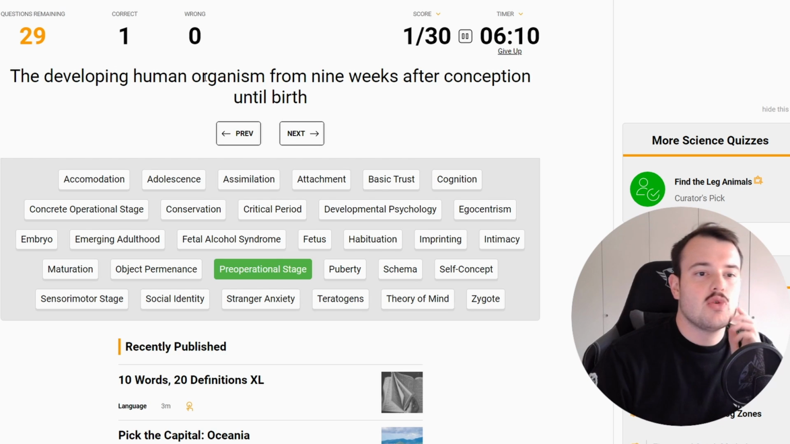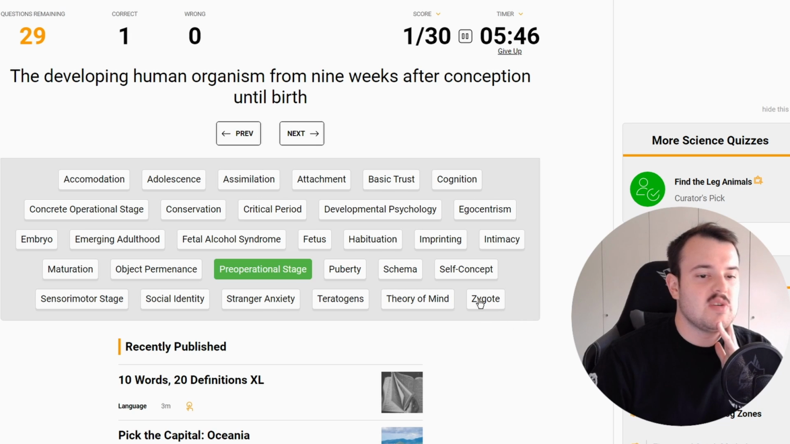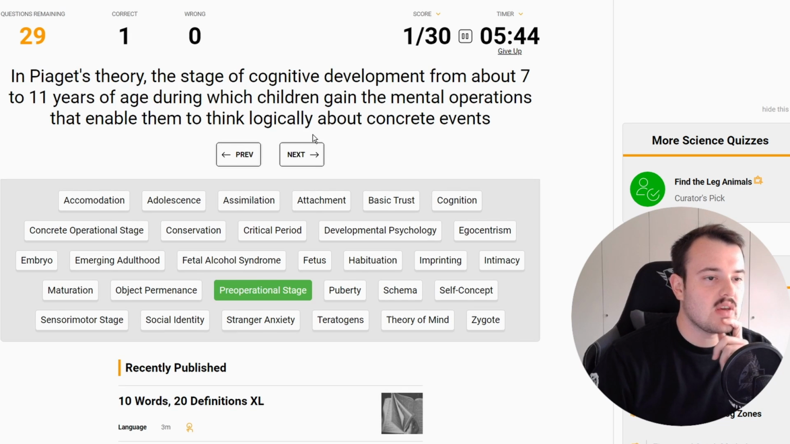The developing human organism from 9 weeks after conception until birth. It might be zygote, it could be fetus. I think 9 weeks after conception until birth. I think embryo and fetus. It's gonna be embryo or fetus. It's not gonna be zygote. Zygote is a lot earlier, but I'm gonna keep it open for now.